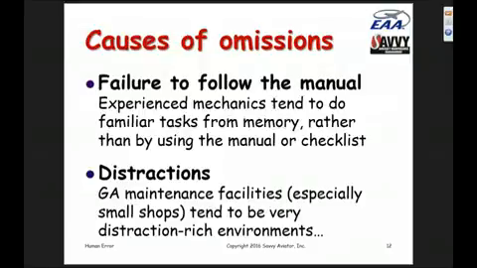The other cause of omissions, and what I think is one of the biggest problems that we face, are distractions. Where somebody was in the middle of doing something, got distracted, and then basically forgot where he was and missed a step. And this is a huge problem in general aviation maintenance, because general aviation maintenance facilities, particularly the small ones where most piston aircraft maintenance is done, tend to be very distraction-rich environments.